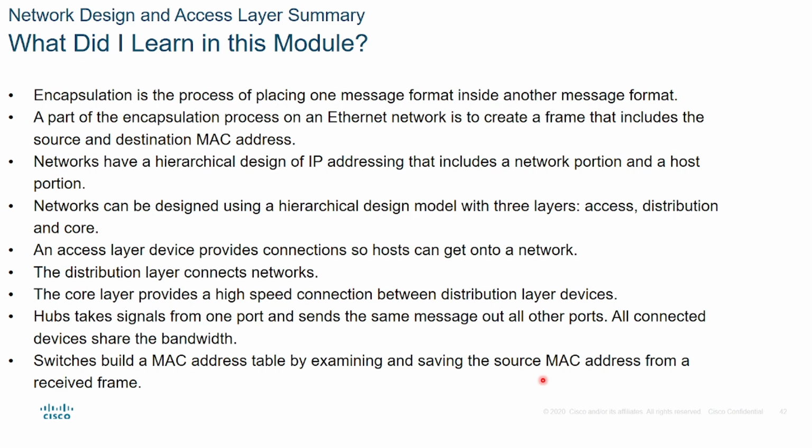So networks can be designed using a hierarchical design model with three layers: access, distribution, and core. The access layer devices provide connection so that hosts can get onto the network. The distribution layer connects networks. The core layer provides a high-speed connection between distribution layer devices. Hubs take a signal from one port and send the same message out to all other ports, whereas a switch is an intelligent device that builds a MAC address table by examining and saving the source MAC address from a received frame.